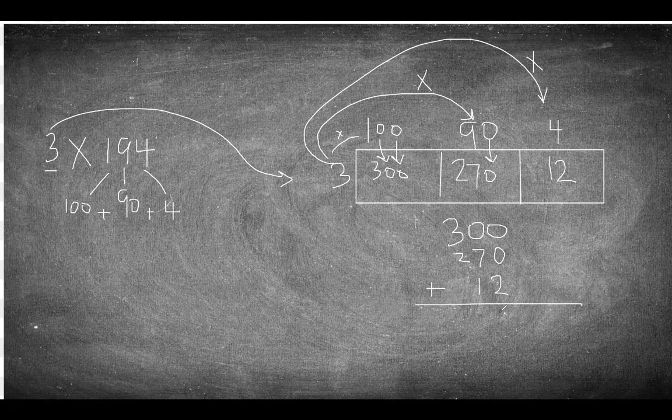2 plus 0 is 2, 7 plus 1 is 8, 3 plus 2 is 5. So the answer equals 582. Okay, so this is the partial product. What if you have 2 digits times 2 digits? Okay, so let's clear that.